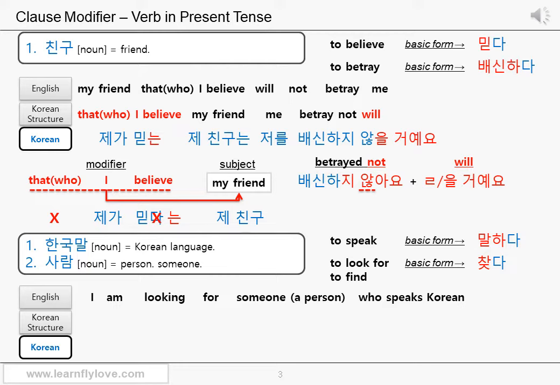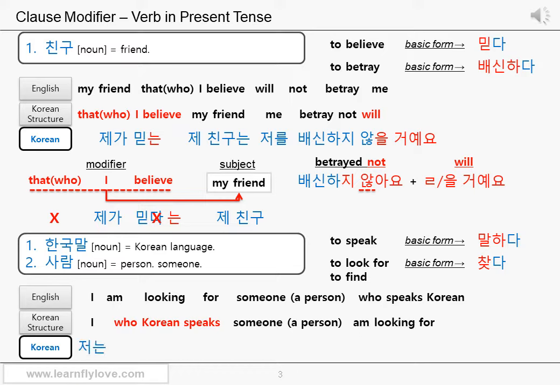I am looking for someone who speaks Korean. Let's rearrange the words. The subject of the sentence is I. Someone is an object. And who speaks Korean modifies a noun someone. Therefore, you should put who speaks Korean part right before a noun someone. I, who speaks Korean. Someone, am looking for.